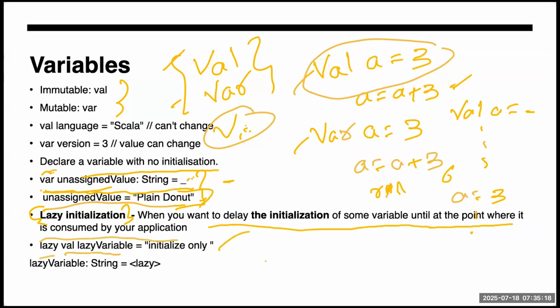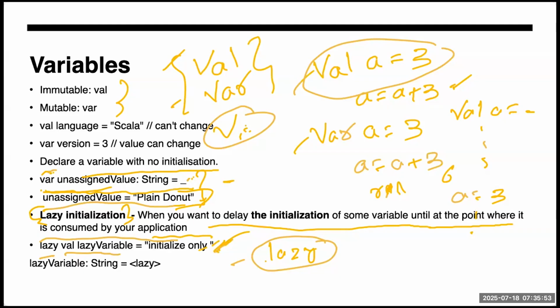Lazy val. If you assign anything to a val and write lazy, it will be initialized lazily. Memory is allocated only when your application consumes it. Let's suppose you define it but you are not using it. Then memory won't be assigned to it unless you use it, and Scala won't provide memory to it.